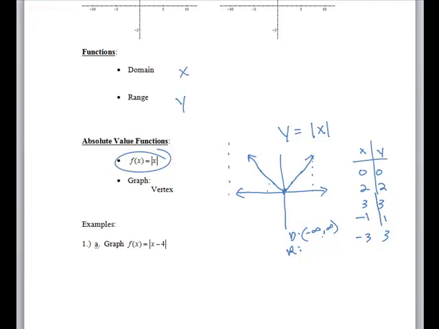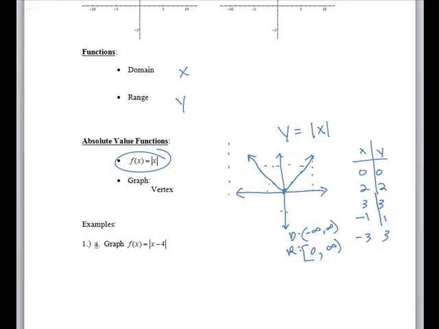The range, the set of all possible values for y, we need to look at the y-axis. Now every number on the y-axis will not lie on that graph. All positive numbers will, but not any negative numbers. The smallest value for y for this function is 0. So the range would be all the values for y from 0 to positive infinity, including 0. So we have a bracket next to it.